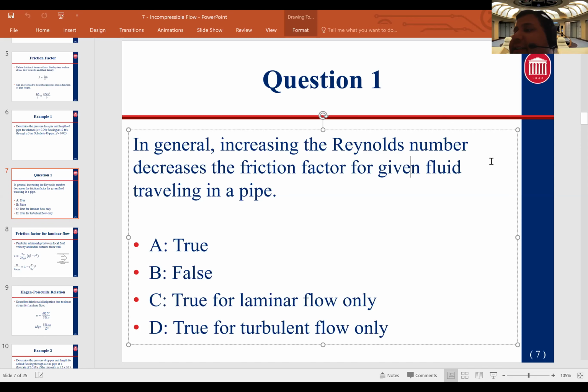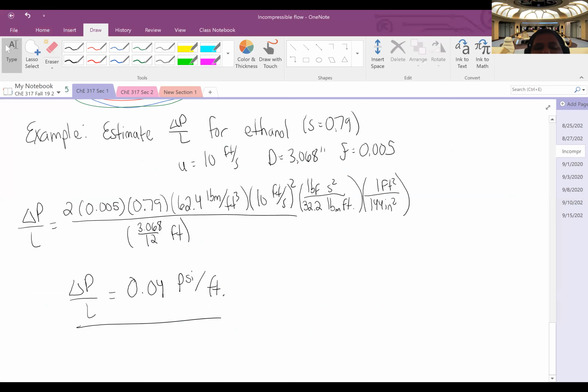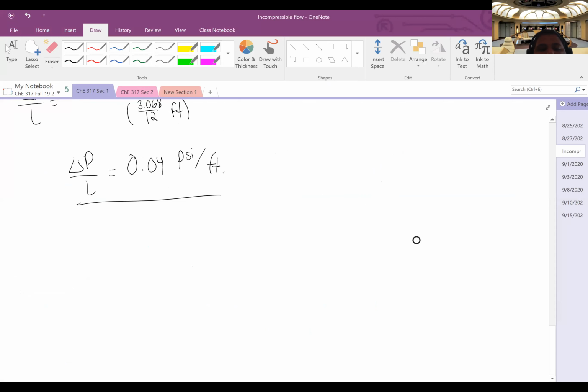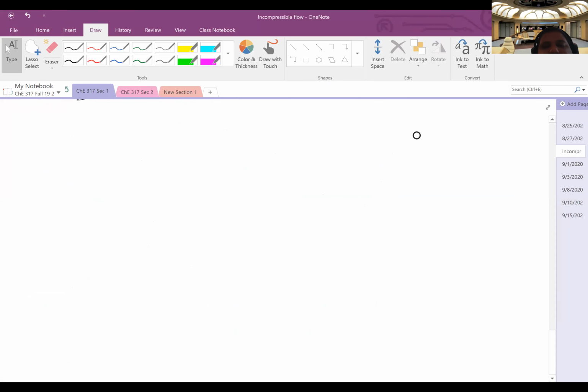So with that in mind, now that we have this generalized expression for frictional dissipation due to skin friction, let's look in depth, or a little more closely, at our two flow regimes of interest, namely laminar and turbulent flow.